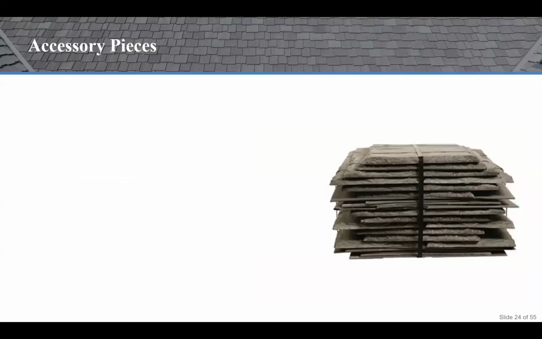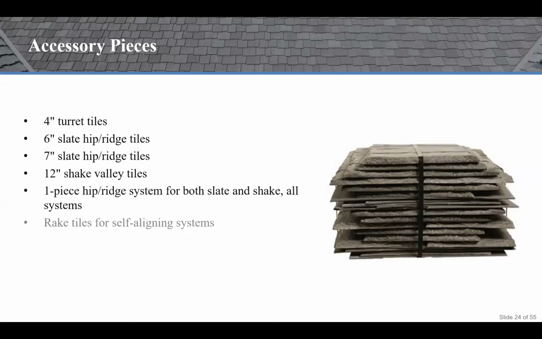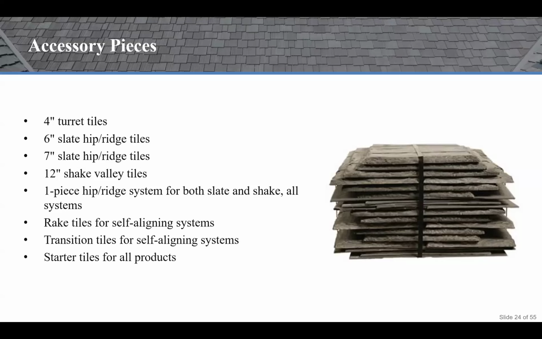There are accessory pieces, which also allow you to have a complete system. So we have the turret tiles, the hip and ridge tiles, the shake valley tiles, the hip and ridge system for both the slate and the shake. There are ridge tiles for a self-aligning system, transition tiles for a self-aligning system, and starter tiles for all products. So you really get that great view from the ground up. Just really a complete system that can be provided for the rooftop.